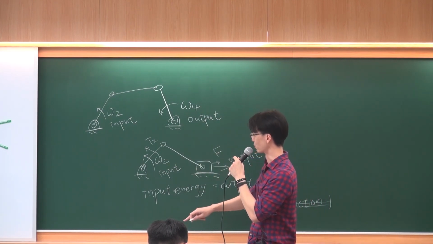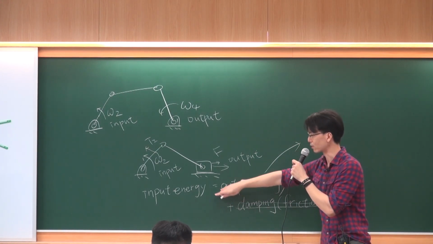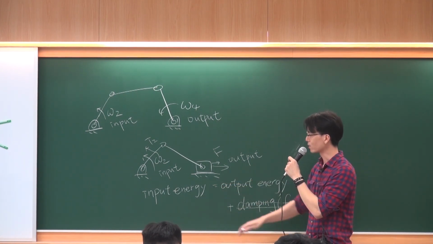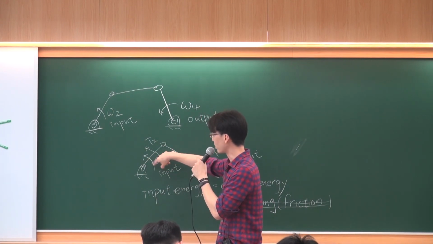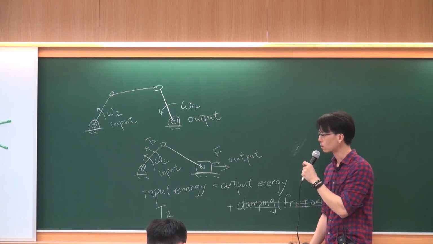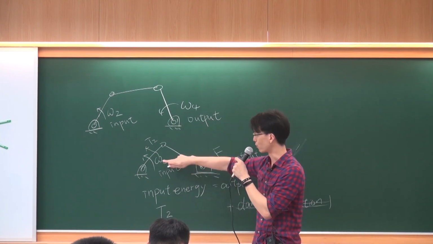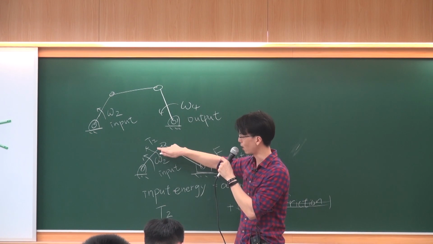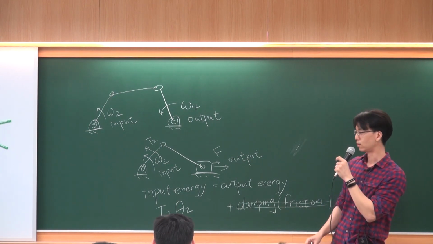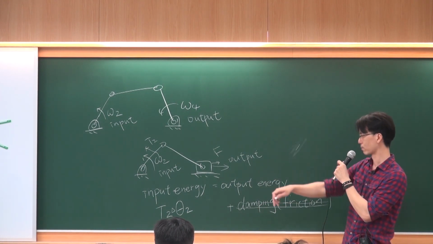Then what's the input energy? If I do the time derivative for this one later on, I'll start with this one. What's the input energy? Right now, because the input is torque, I will use torque, T2. Then the energy is the force times the displacement. Right now, I'm applying the torque on this bar, link 2, so the displacement is theta 2, or delta theta 2, depending on how much you move the input link.